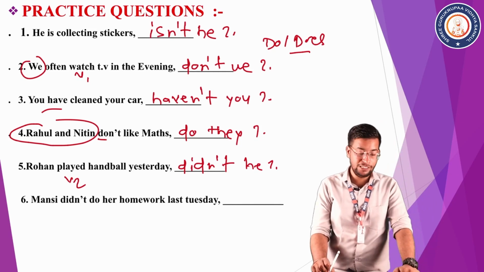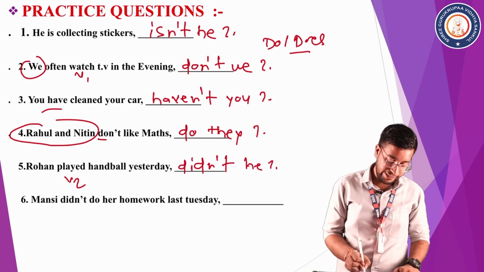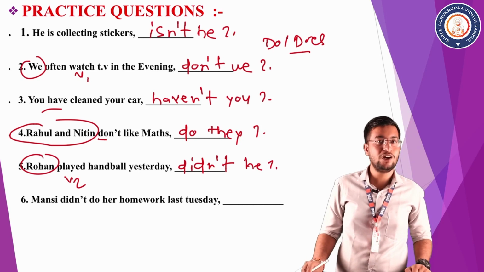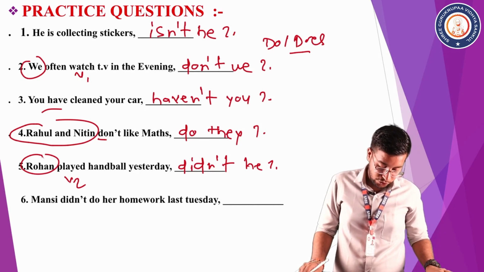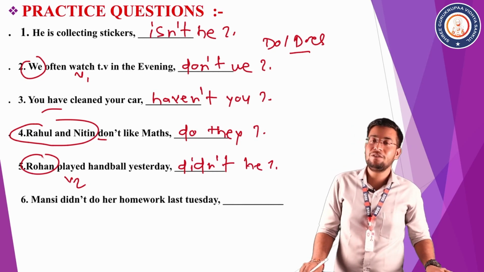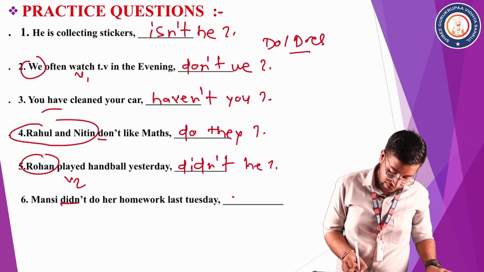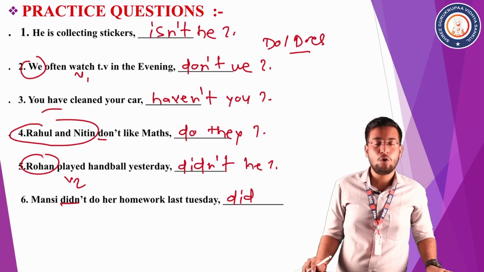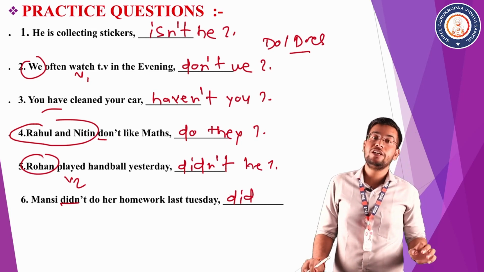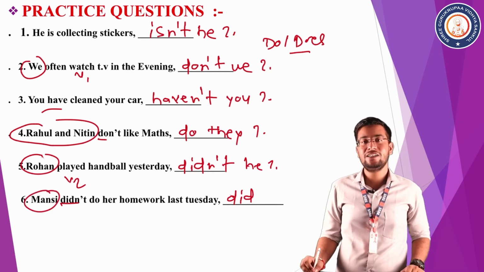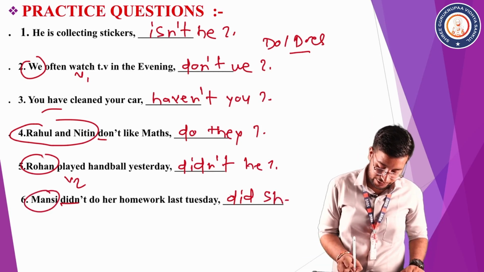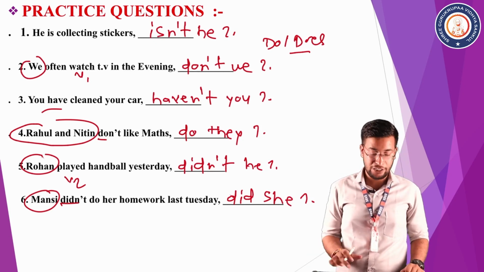Now let's look at another example. We have used he here. Why? Because we can't use a proper noun. We have seen already. Mansi didn't do her homework last Tuesday. In this example, what is the helping verb? Yes, did is our helping verb, and as it is already a negative sentence, the did will remain did only, and instead of Mansi, we will write she, because we have already seen this rule. I think it is clear to you.